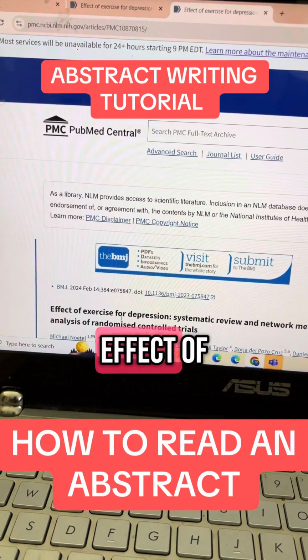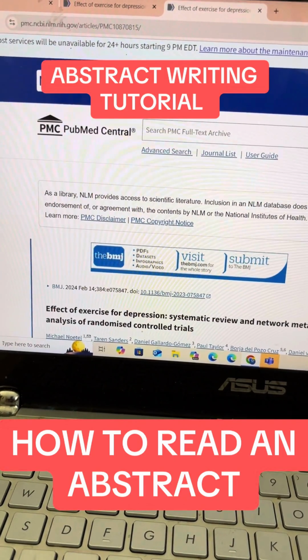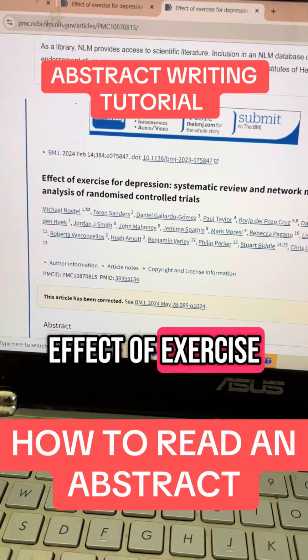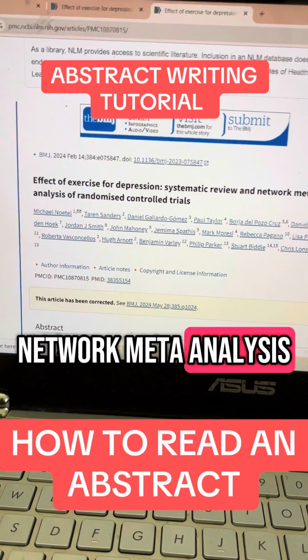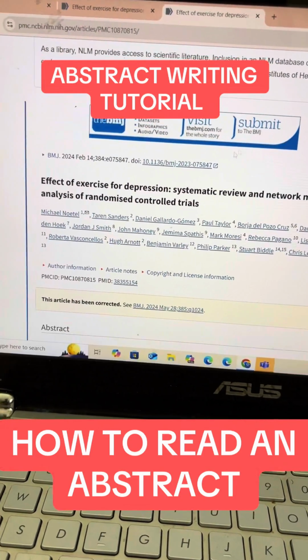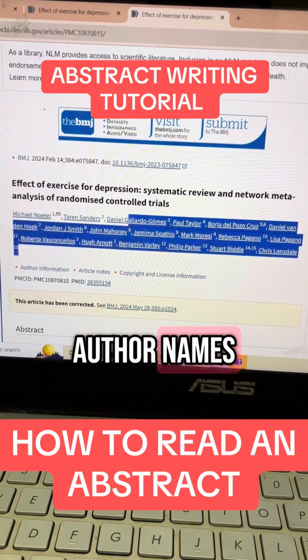And what is the study? Effect of exercise for depression, a systematic review and network meta-analysis of randomized controlled trials. So that is a study, and look at the authors. There's so many authors. These are the author names.